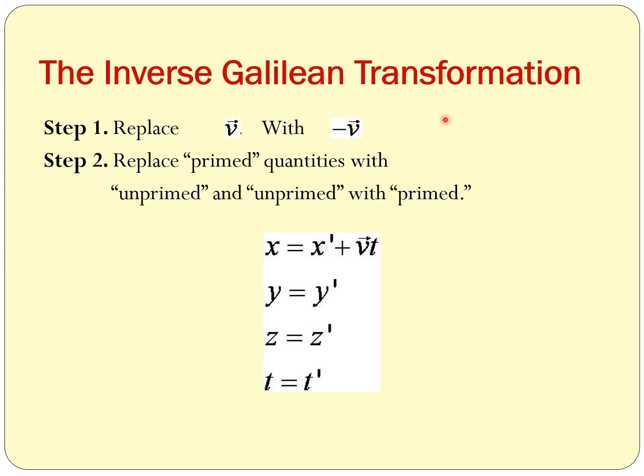So the inverse Galilean transformation equations are used when we know the primed coordinates. If you know x prime, y prime, z prime, t prime, meaning the coordinates in the moving frame of reference, and we want to get x, y, z and t, the coordinates in the rest frame, then we can use the inverse Galilean transformation equations. For that we just have to replace b with minus b, so it will be x equals x prime plus bt, y equals y prime, z equals z prime, and t equals t prime. These will be the same.